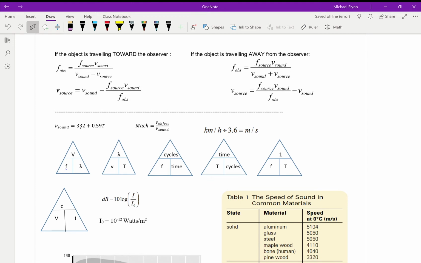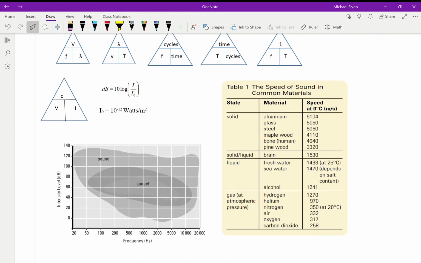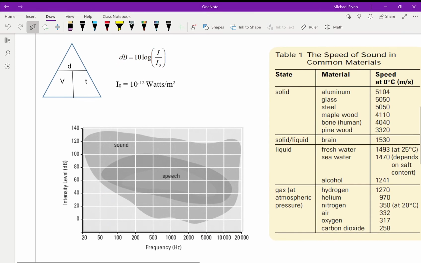But here there's speed equals distance over time. There's velocity equals frequency times wavelength, and so on. There's the relationship between frequency, cycles, and time. Speed of sound in various materials. And this has to do with the decibel scale. This weird little graph is the decibel scale. Now we did do that before the break, but it wasn't on your test. We did that little hearing test, if you remember. But anyway, it's there.